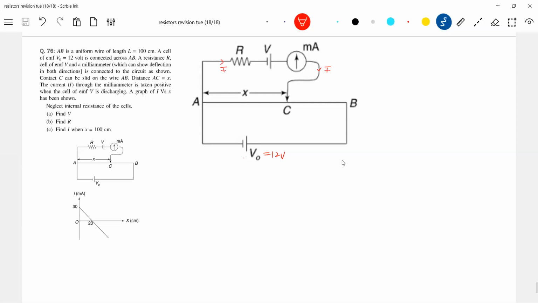We are not discussing a zero deflection. Are you getting this one? Now find V and R. Tell me, when will this be zero deflection? According to the graph, I will be zero at X equal 20 centimeter. So the current through the milliammeter will be zero when X equal to 20 centimeter. So here I'll get into the discussion.